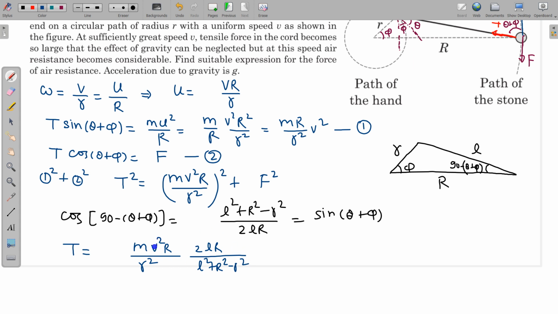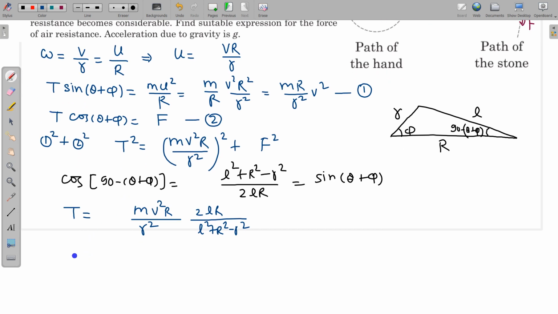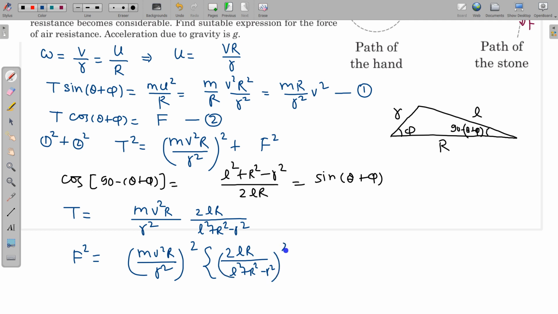So now I can put this value of T in this equation, and I can find this force F. For the force of air resistance, from here I can write F square, and this is T square, so this whole will be squared. You can see this is the same thing, so I can take it as common. This is 2LR, and you have T square, so it is squared: (2LR divided by (L square plus R square minus r square)) whole square minus 1. Now you can take the square root, and that square root will give you the force.